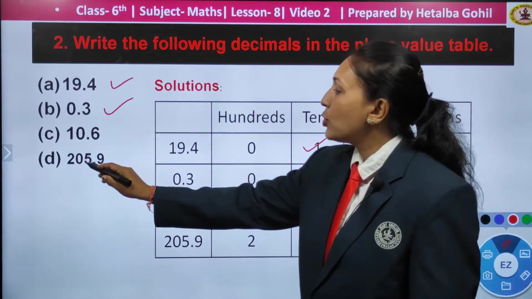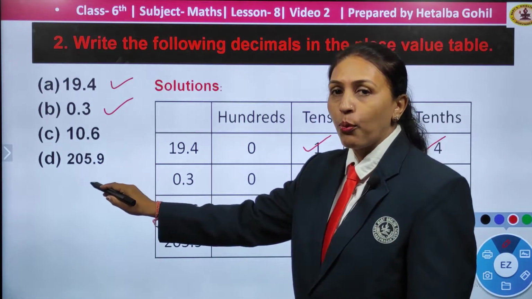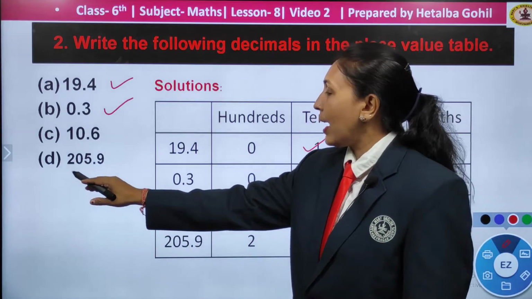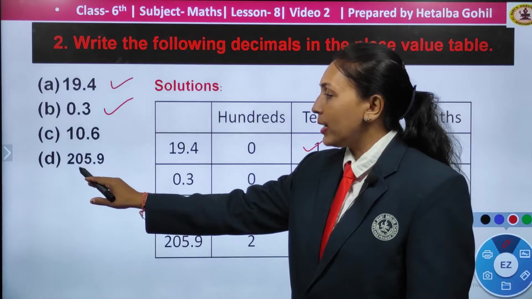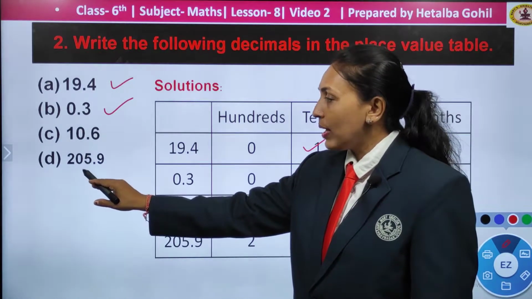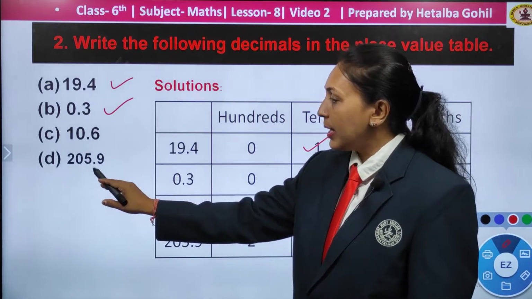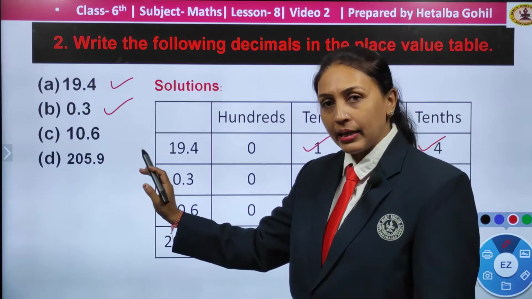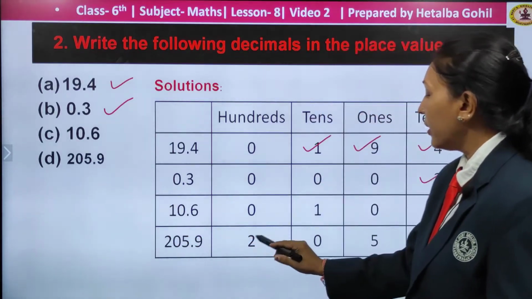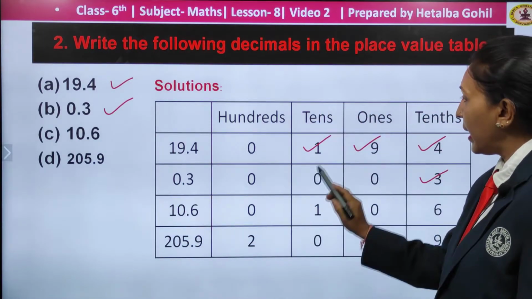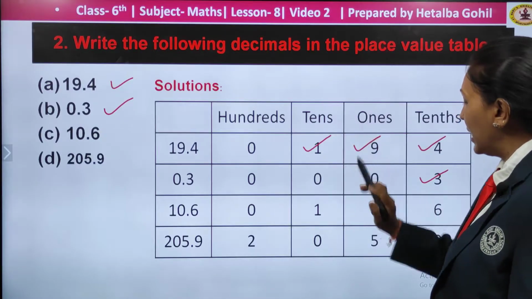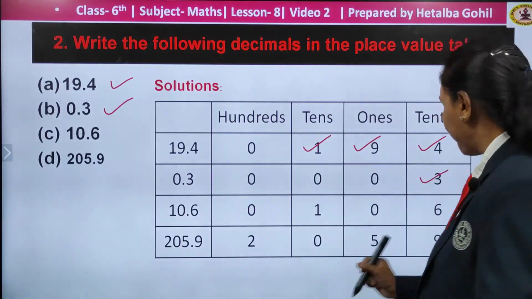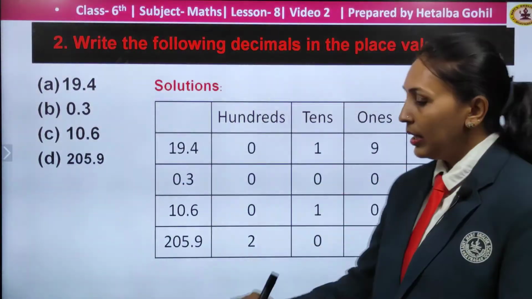The last one is 205.9, where in the whole number part 2 is at the hundreds place, 0 is at the tens place, 5 is at the ones place, and after the decimal point the first place value we have is tenths. So 9 we will write under the tenths place. So here 2 at hundreds place, 0 at tens place, 5 at ones place and 9 at tenths place. Let us go further with the next question.